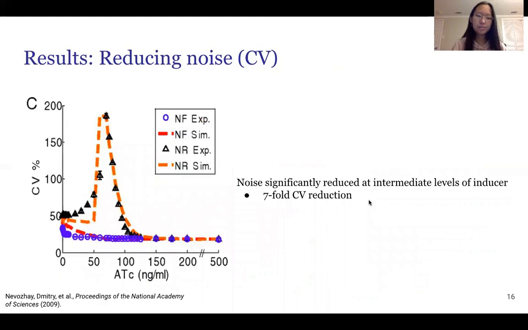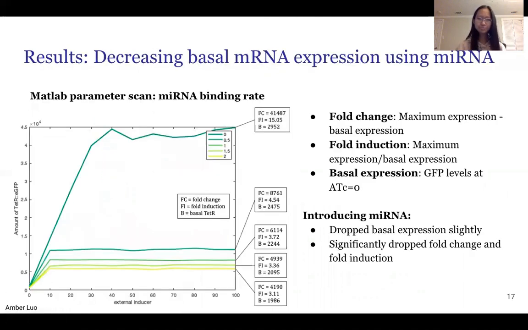Another result we observed was the reduction of noise at intermediate levels of inducers. Here, at intermediate levels previously, again, we see this very large spike. But when we do introduce miRNA, we see the levels of noise decrease significantly. In fact, we do see a 7-fold reduction in CV.